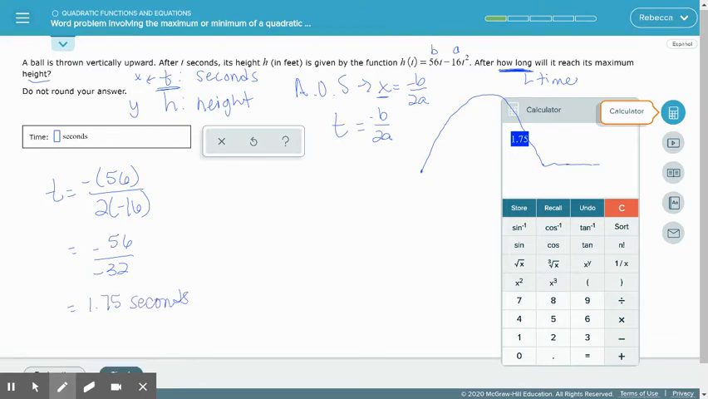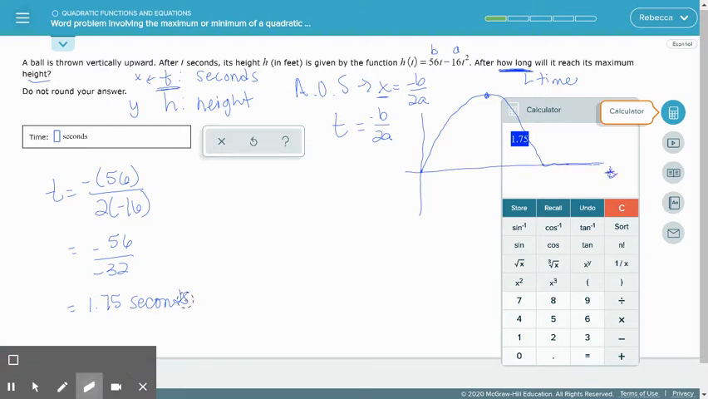So the time it takes for the ball to peak, if we draw in the XY coordinate plane, this is t for time, and h for height, it's going to take 1.75 seconds. And that's really reasonable. If you think about throwing a ball in the air, it doesn't last very long in the air. So it goes up pretty fast and comes down quite quickly as well.